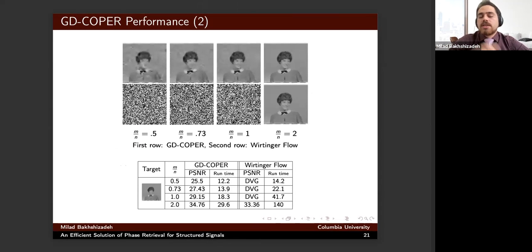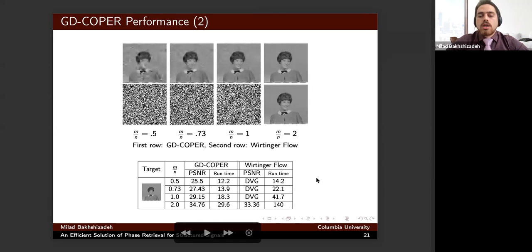Here is another report from the same simulations that I've shown you, with different figures. The first row of these figures shows the final output of GD-COPER. The second row denotes the final output of Wirtinger flow for different sample-to-dimension ratios, which correspond to the columns. As you can see, in all cases, GD-COPER's estimation has a strong correlation. Of course, it gets better as you get more samples, but even in the small-sample cases, it outputs an estimation with strong correlation. This table also gives you more detail about that run.